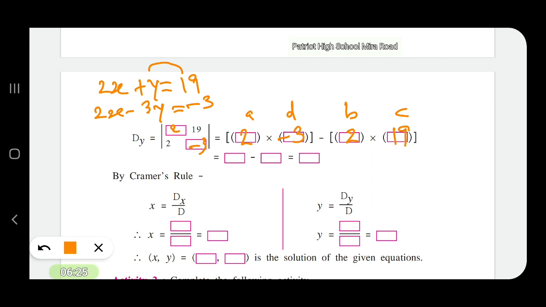By Cramer's rule, x is equal to Dx upon D. So Dx, we had obtained the value of Dx as minus 54, upon D, the value of D is minus 8. So these both are negative quantities, so it will be a positive quantity. 54 upon 8 will be 27 upon 4.